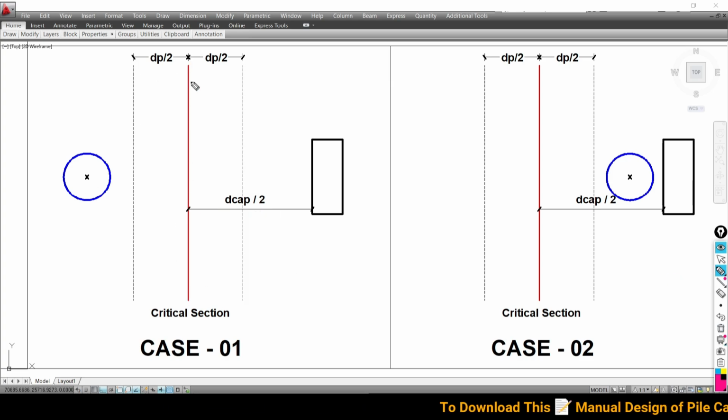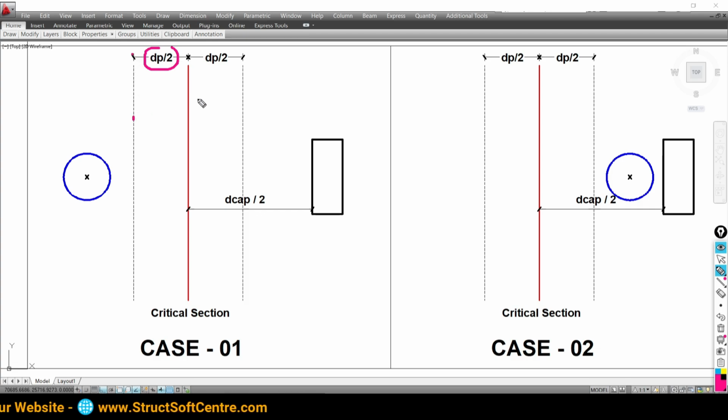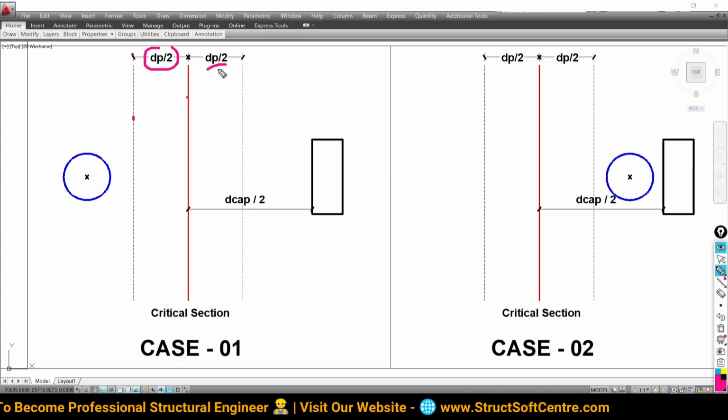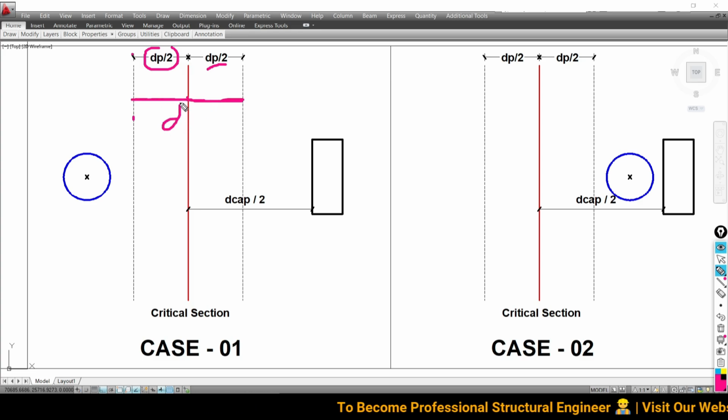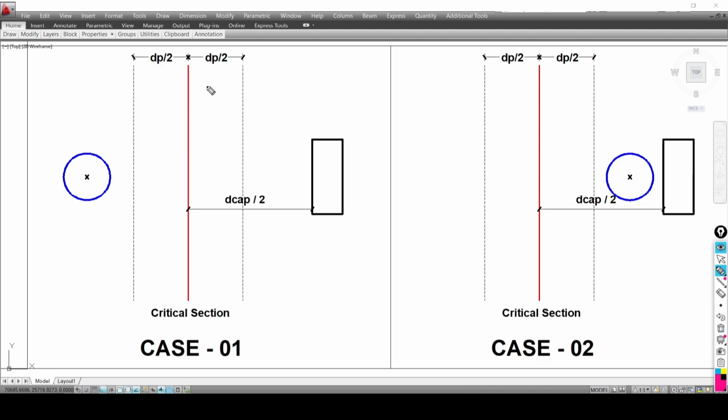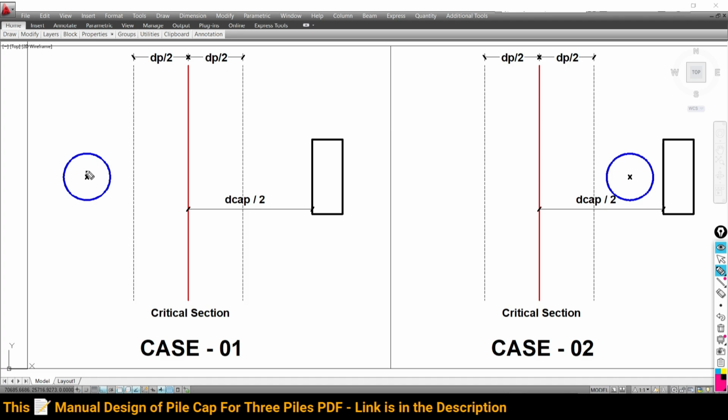Now one more thing you have to do: you have to take one section ahead at a distance of dp by 2, diameter of pile divided by 2. One section you have to take on the outer side, one section on the inner side, at a distance of dp by 2, diameter of pile divided by 2. So overall this distance becomes the diameter of pile. Very simple, half from this side, half from this side. If you add these two, you will get the diameter of pile. So you have to take dp by 2 outside, dp by 2 inside. Now next thing, you have to check the center of the pile.